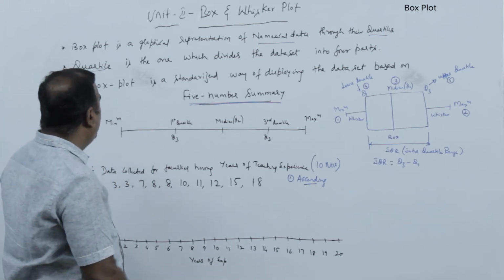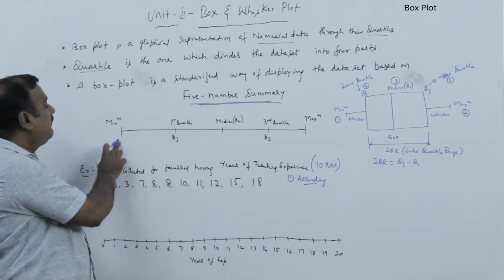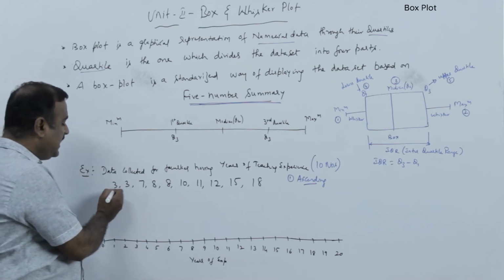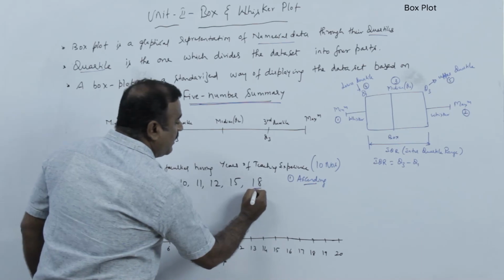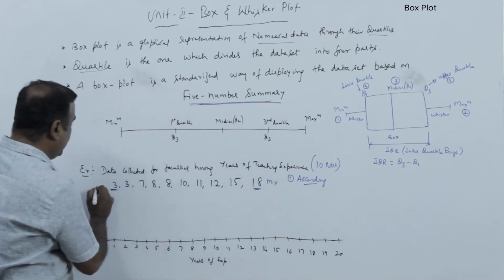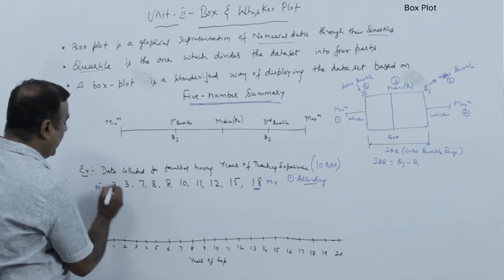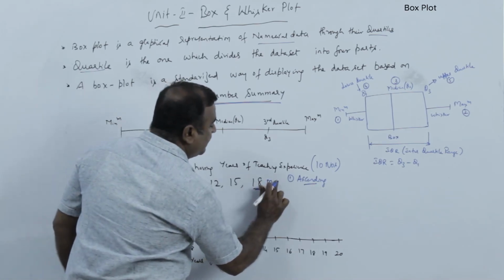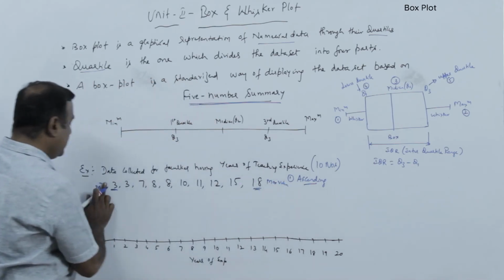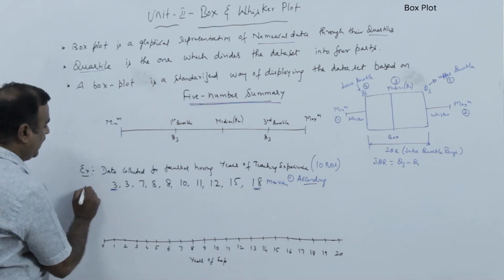First thing is, what is the minimum value? Minimum value here is 3. This is the minimum value and this is the maximum value. This is the minimum value we have.